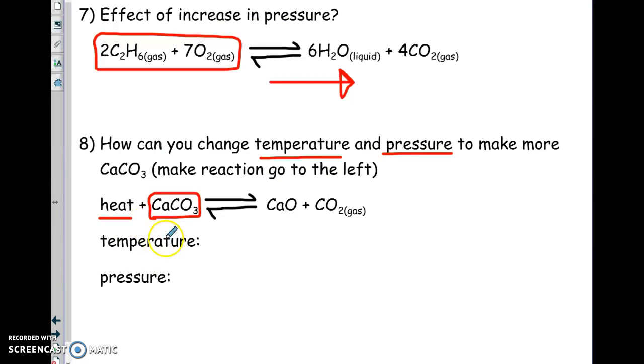So if I increase the temperature, I am going to make the reaction go to the left, and I'm going to make more of this calcium carbonate product. So I want to increase my temperature.